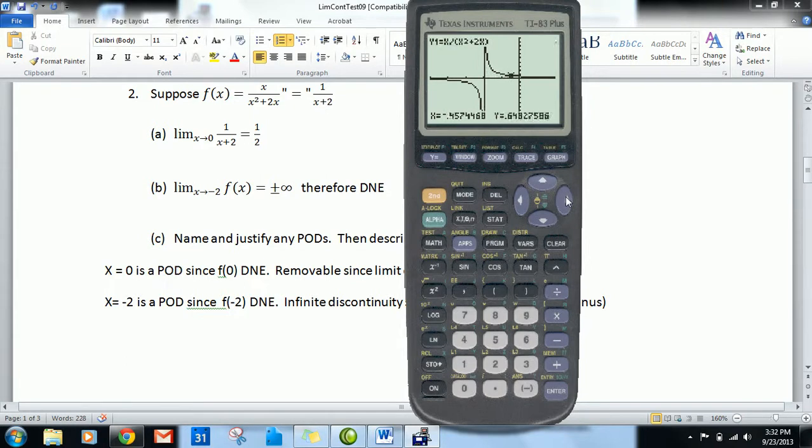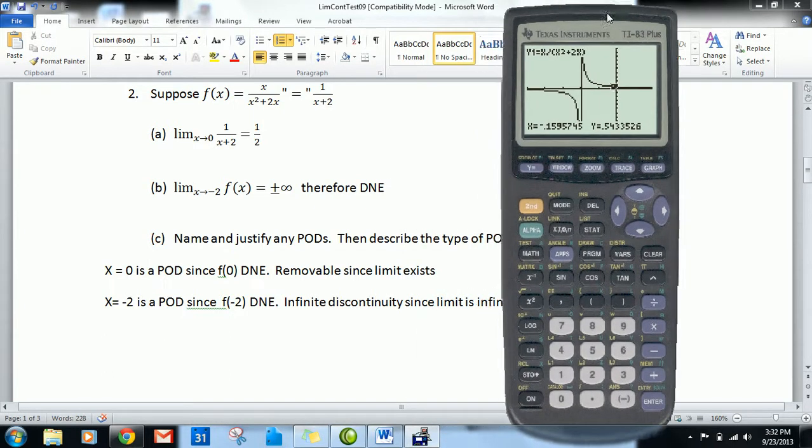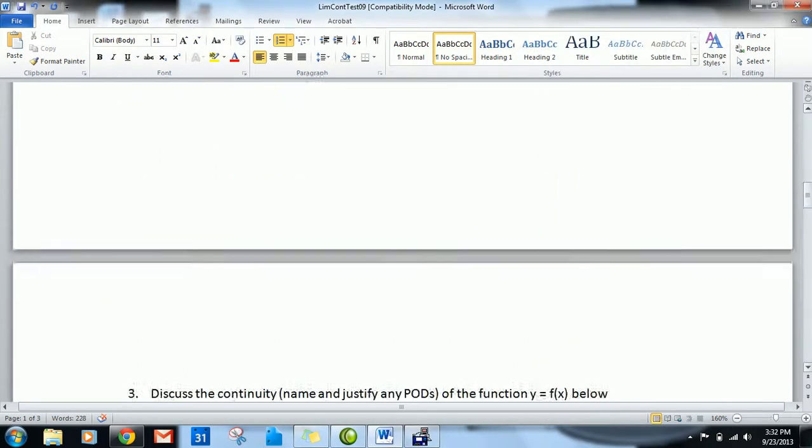As x is going to 0 from both directions, we're heading towards 1/2. Okay? So there is a hole here, right? And when x is 0. There's a vertical asymptote, your other discontinuity, when x is -2. Okay? Hole, vertical asymptote, done. All right? Okay, moving onward.